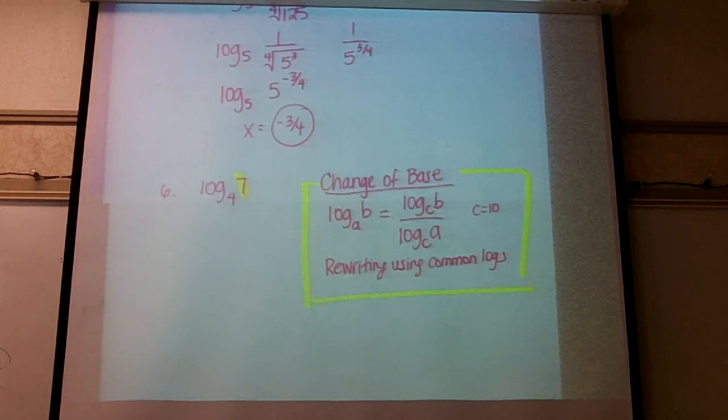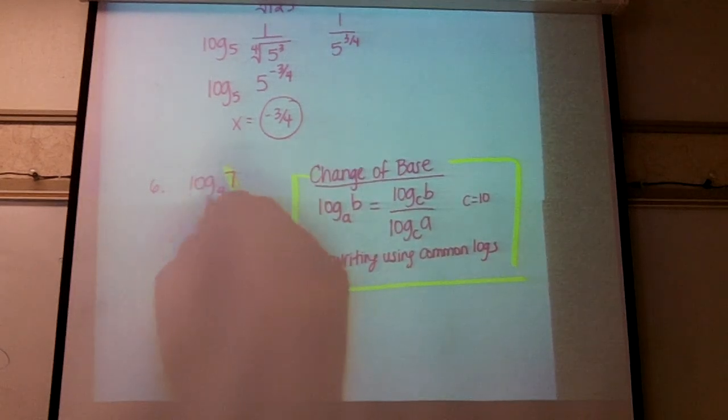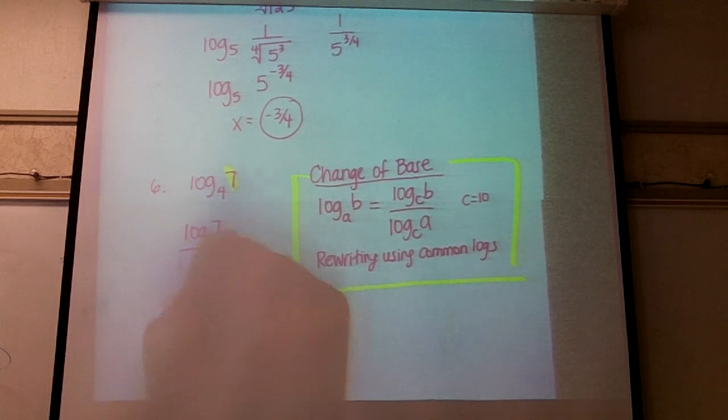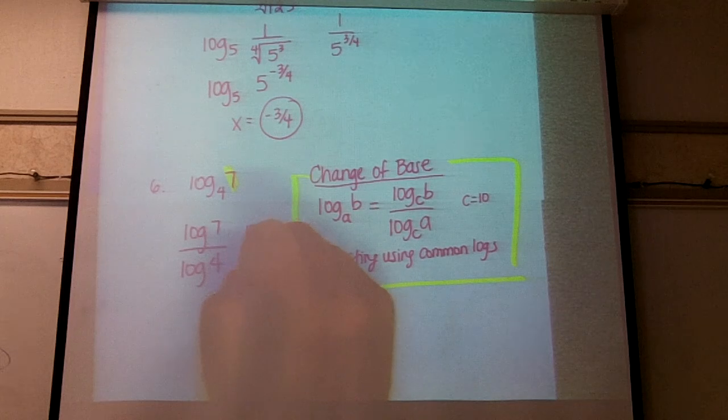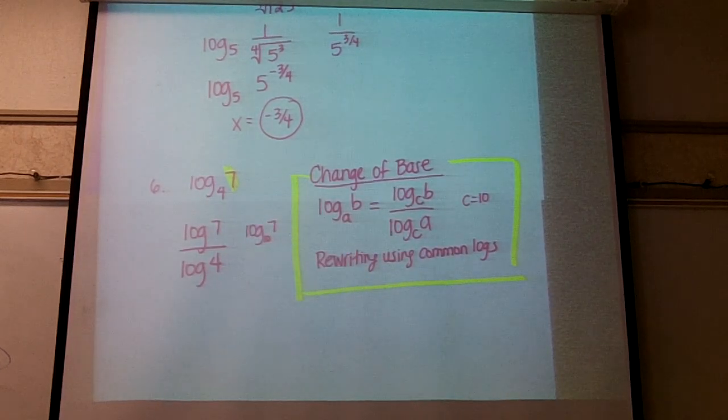And we're going to apply this to number 6 because we can't rewrite it using those other rules, or properties rather. So in this case, I'm going to rewrite it as log of 7 over log 4. And these are basically log base 10s. Okay, and you can use your calculator to figure this out.